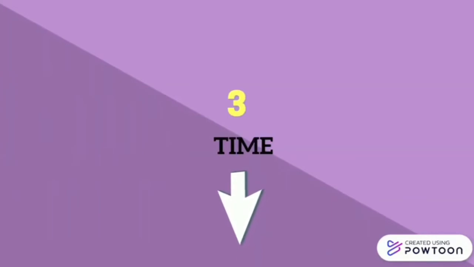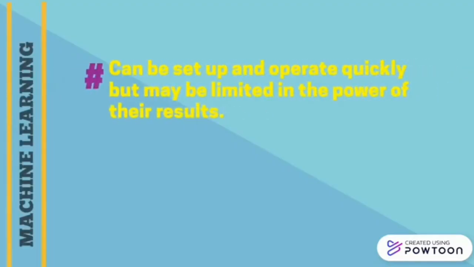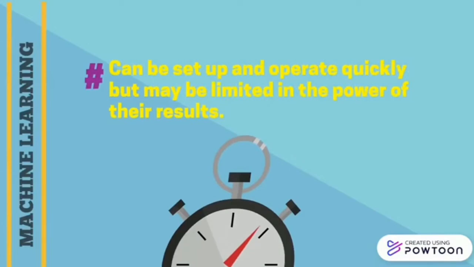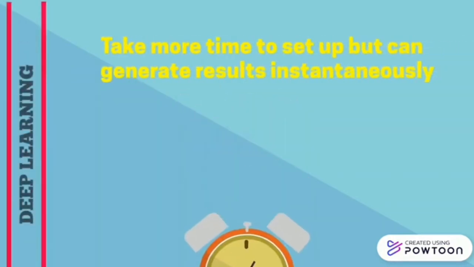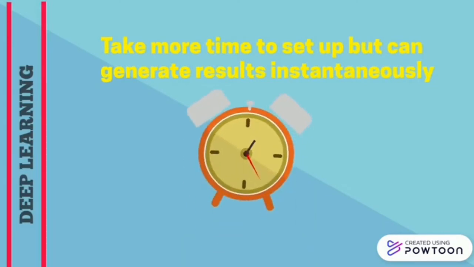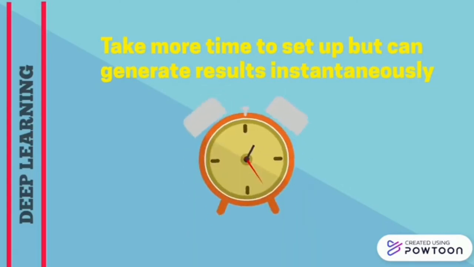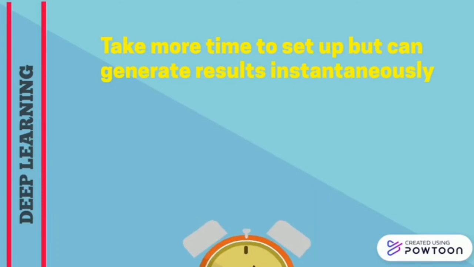Third, time. Machine learning can take as little time as a few seconds to a few hours. Machine learning systems can be set up and operate quickly but may be limited in the power of their results. Due to the huge data set a deep learning system requires, and because there are so many parameters and complicated mathematical formulas involved, a deep learning system takes more time to set up but can generate results instantaneously.